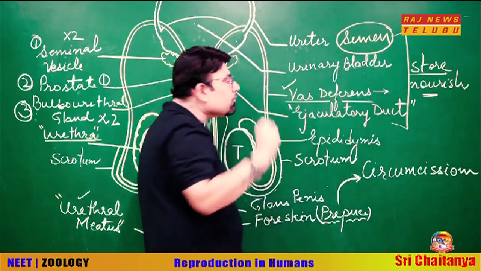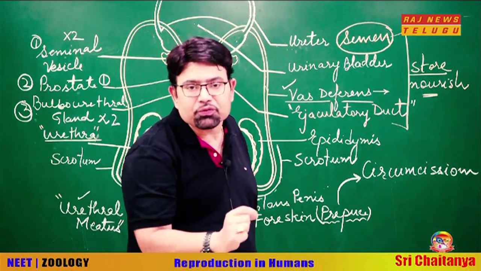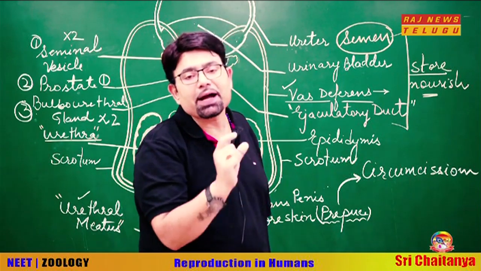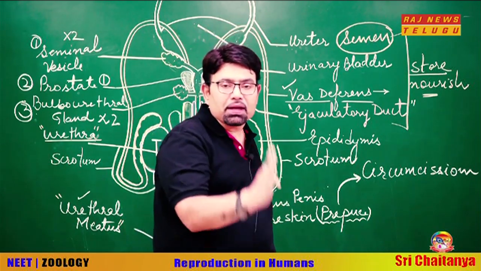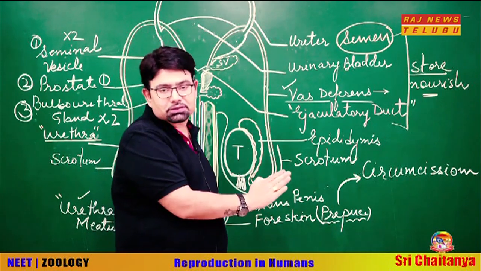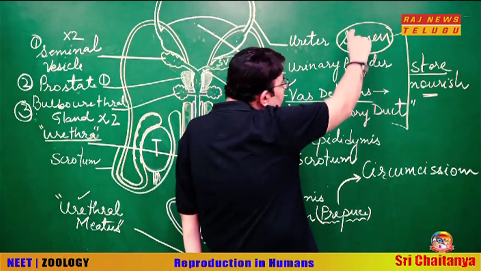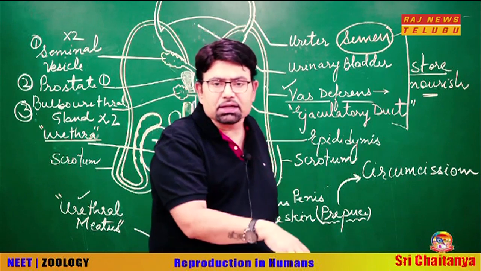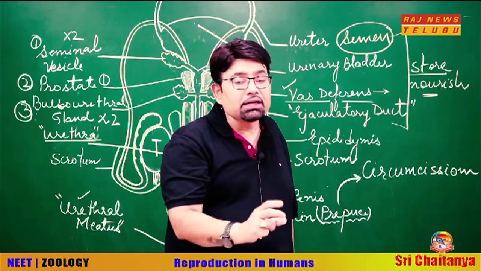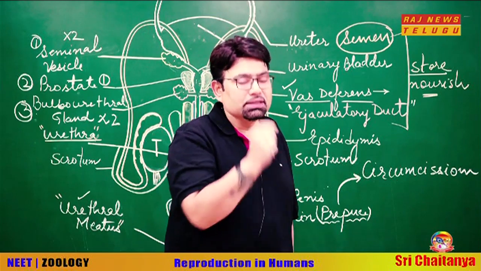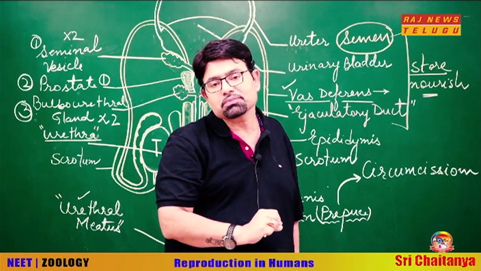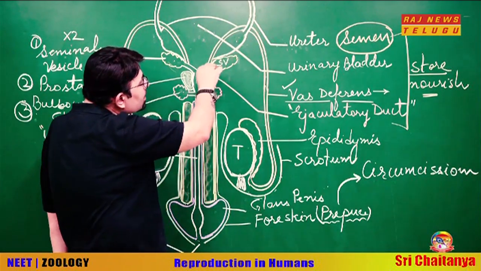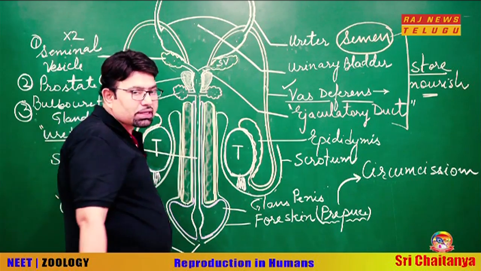So, one should be very careful about understanding the difference between sperms and semen. Sperms, the short form of spermatozoa, are the male germ cell, the male gamete. Semen is a fluid medium where some nutrients are there, calcium is there and some important enzymes are there. These enzymes are proteolytic enzymes. And semen is secreted by the combined secretion of seminal vesicle, prostate and bulbourethral gland.